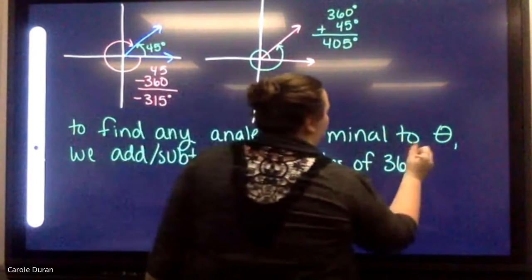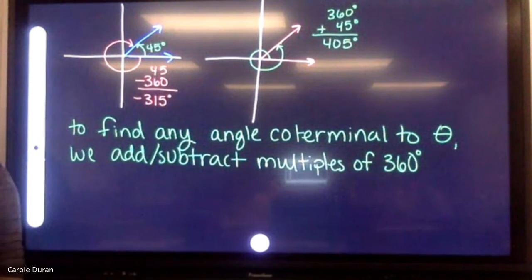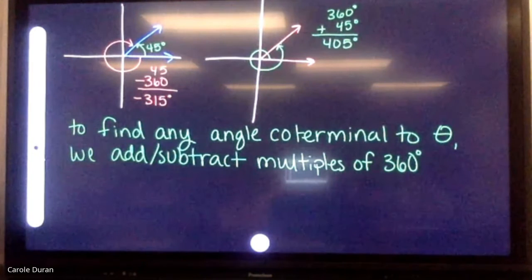Because we add or subtract multiples of 360, there are an infinite number of angles that are coterminal to any given angle theta. Because I can just keep subtracting 360 or keep adding 360 and finding new coterminal angles that have the same fixed and terminal points.